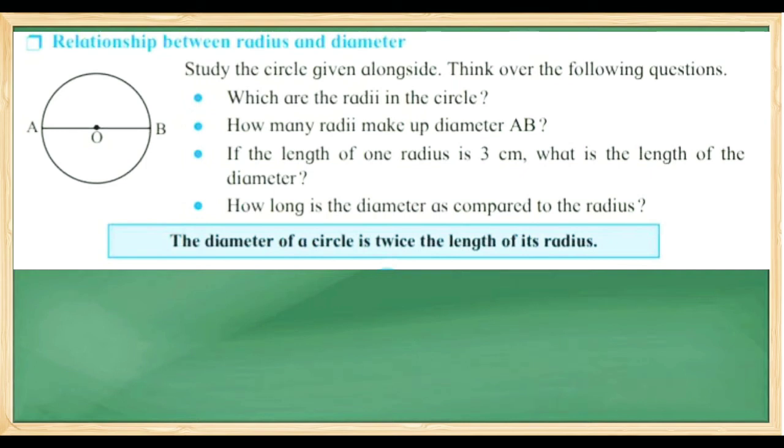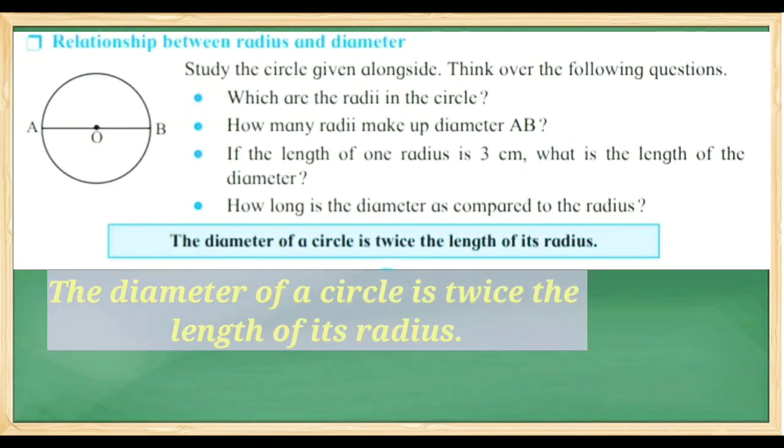Question 4. How long is the diameter as compared to the radius? The diameter is twice as long as the radius. This leads us to our first conclusion: the diameter of a circle is twice the length of its radius.